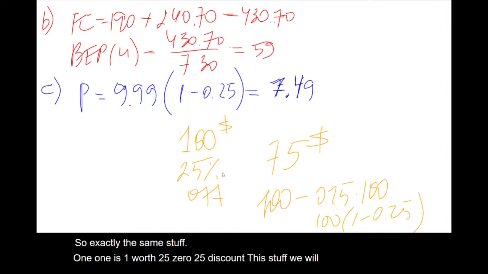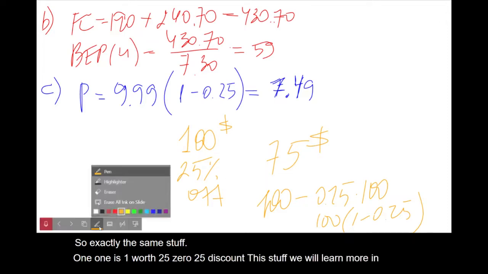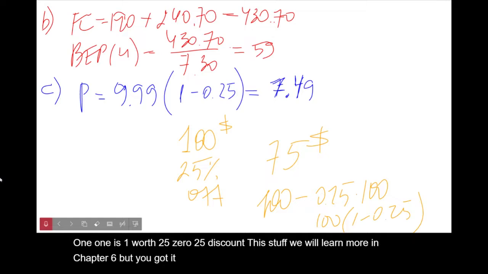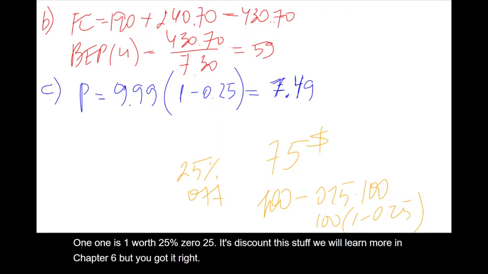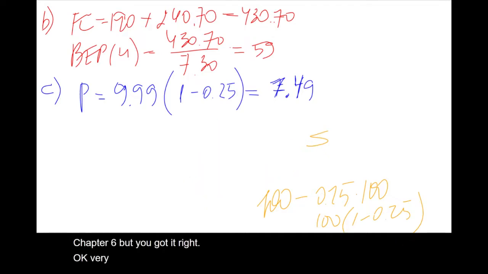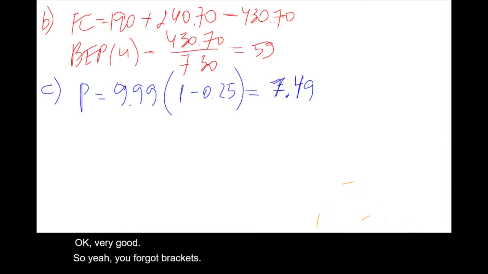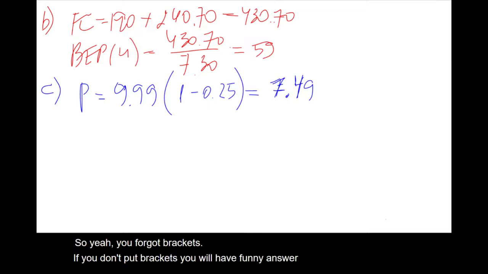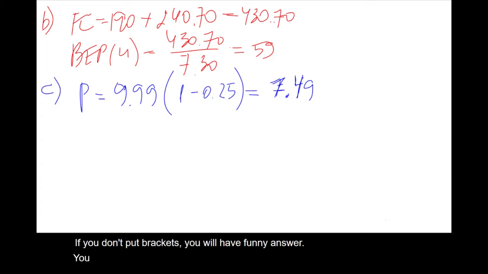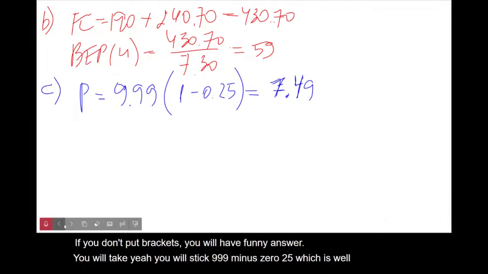We will learn more in chapter 6. But you got it, right? Yes, I got it. Thank you. Okay, very good. So, yeah, you forgot brackets. If you don't put brackets, you will have a funny answer. You will take 9.99 minus 0.25, which is, well, not really correct.